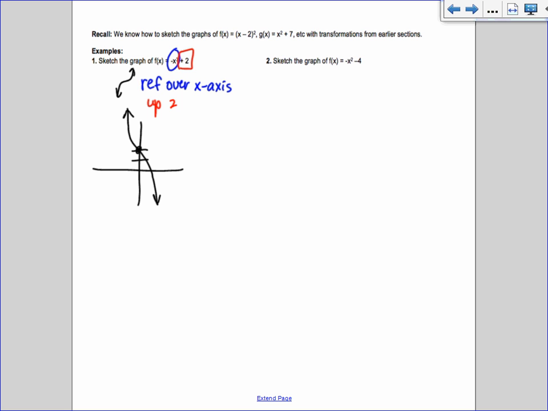So the next one, if I have f of x equals -x squared minus 4, the shape is a parabola, x squared. The negative means that you reflect over the x-axis. So instead of going upwards, it now goes downwards, the downwards parabola. And then the minus 4 means that we go down 4. So if we put it all together, 1, 2, 3, 4, we have a parabola that starts at 0, -4, and it's a downwards parabola.